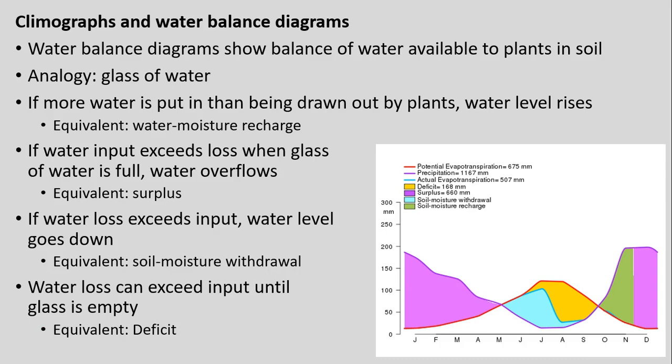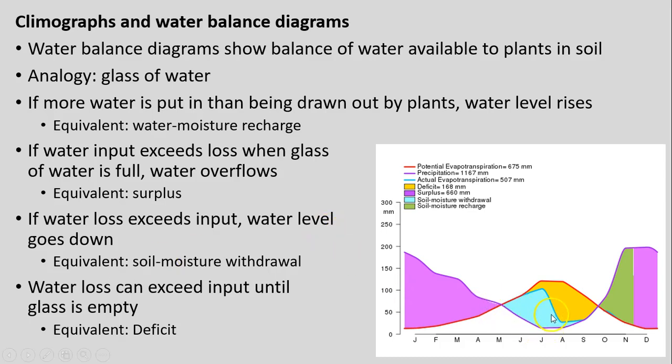A lot of it is going to end up directly more in rivers and streams and such. So I'm now going in the reverse direction. If the water loss is exceeding the amount of input, then remember, if we were starting at that full level, our water level will start going down. And that equivalent we can think of is what we term soil moisture withdrawal.